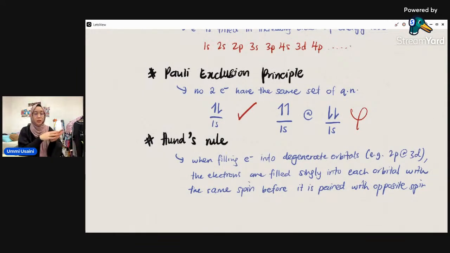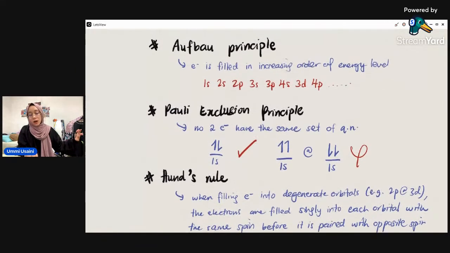Okay, when filling in electron into the degenerate orbitals, you have to first fill in singly into each orbital with the same spin before kita pairkan with the opposite spin. So all 3 rules need to be applied, or else, kalau ada some of the rules yang disobey, most probably kamu punya electronic configuration salah. But then ada aja elemen yang disobey rules yang dekat sini. And that is what we call as apa? Can you please give me a specific example? Siapa yang tak obey ada antara 3 rules ni?